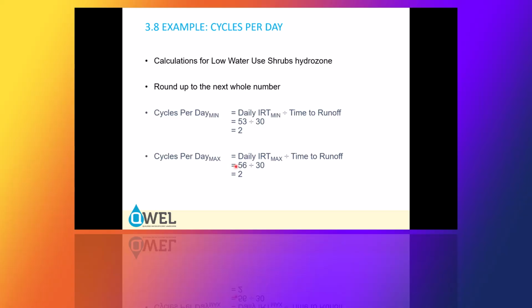So daily irrigation runtime max is 56 minutes divided by 30. So that's 2. We got 2 cycles per day for both of those. And then here's our calculations for the moderate use shrub hydrozone.